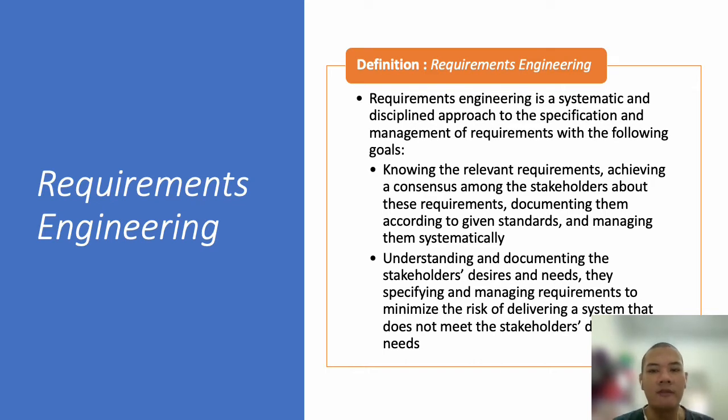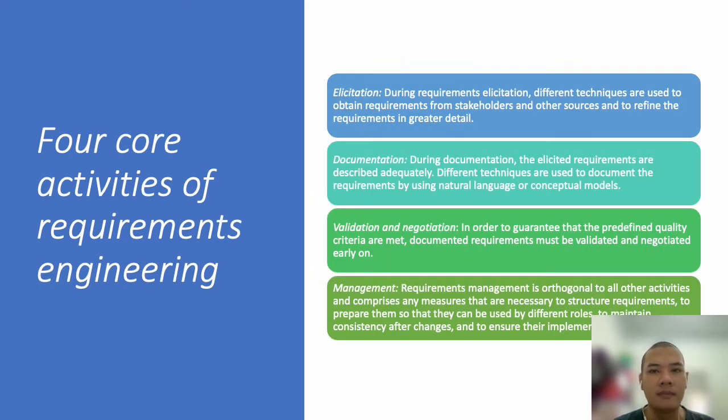There are four activities of requirements engineering. First of all, elicitation. During requirement elicitation, different techniques are used to obtain requirements from stakeholders and other sources and to refine the requirements in greater detail. The second activity is documentation. During documentation, the elicited requirements are described adequately. Different techniques are used to document the requirements by using natural language or conceptual models.